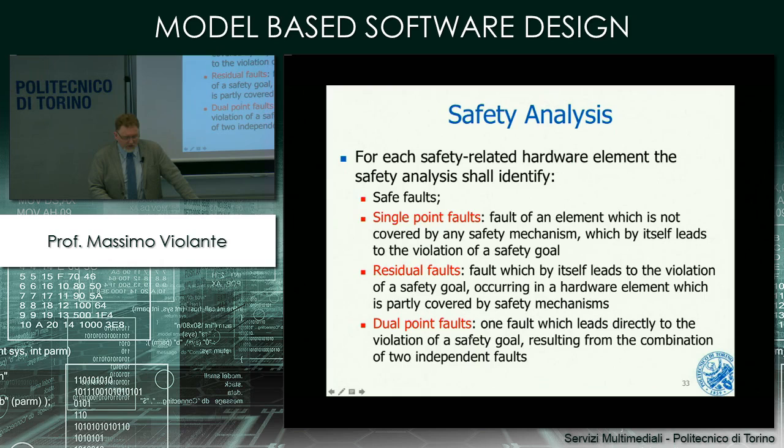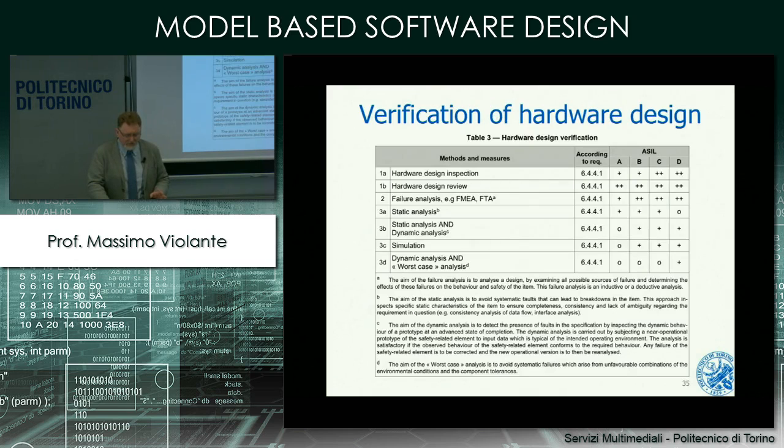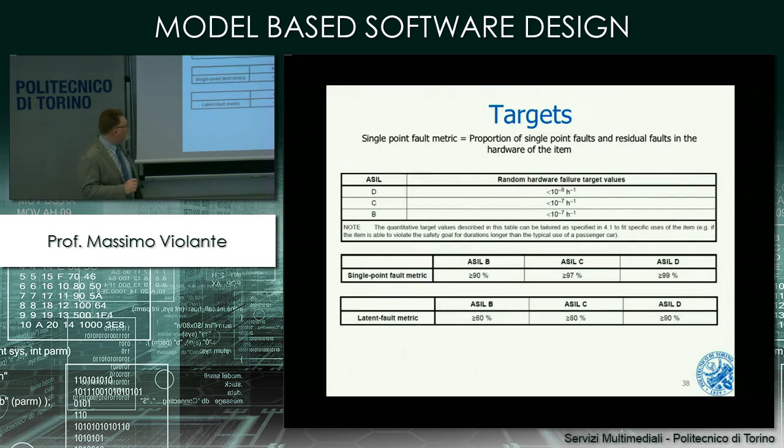And then there is the dual point fault metric, that is the portion of faults that could lead to the violation of the safety goal due to the combination of two independent faults. So we have a number of metrics that we have to evaluate for our design. There are techniques for doing that. And then let me go to the conclusion. We have some prescription. The standard gives which are the metrics that have to be used, and then gives you the target that we have to fulfill. So if we have, for example, an ASIL-D design, for a given metric, we must reach this value.